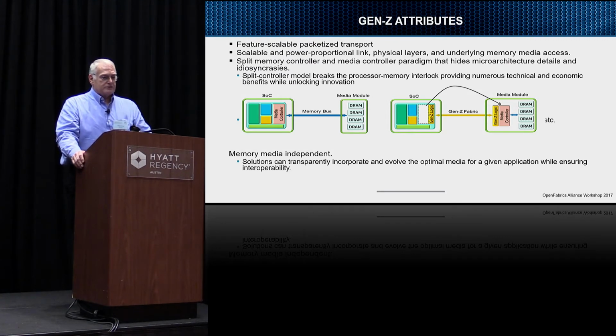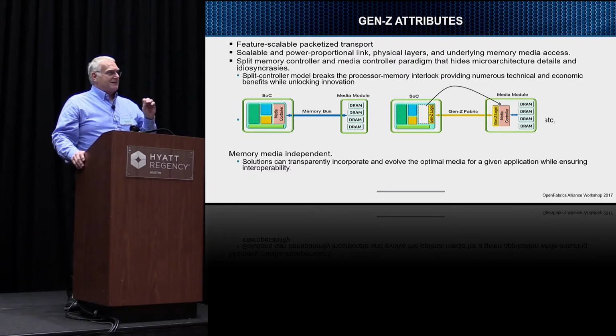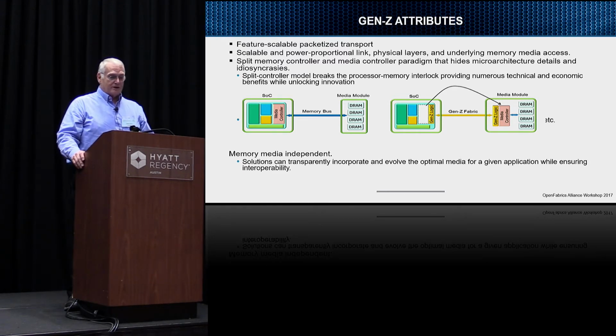Gen-Z attributes, let's talk a little bit about that. It's a packetized transport, with scalable and power proportional links. The AMD gentleman talked about the width being from 1 to 256. We talked about speeds from 25 gigatransfers to 112 gigatransfers. Scalable and power proportional to the links, physical underlying memory media access.